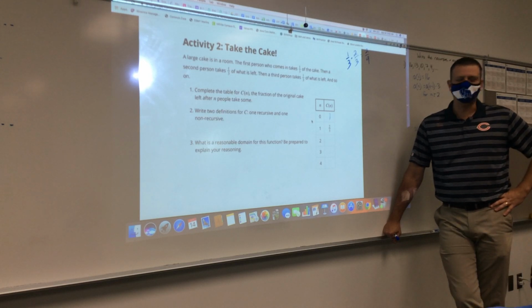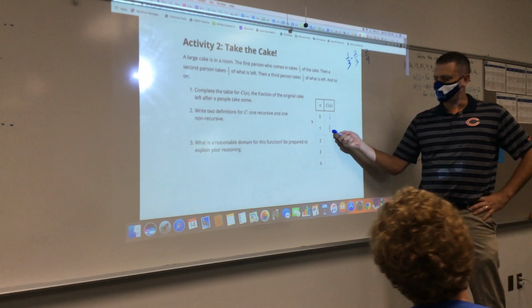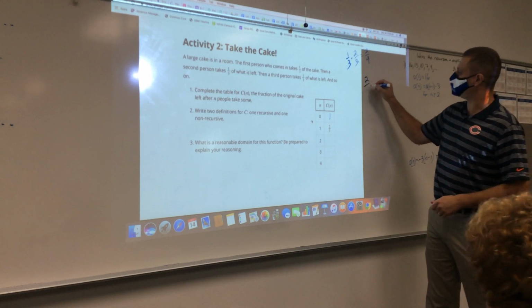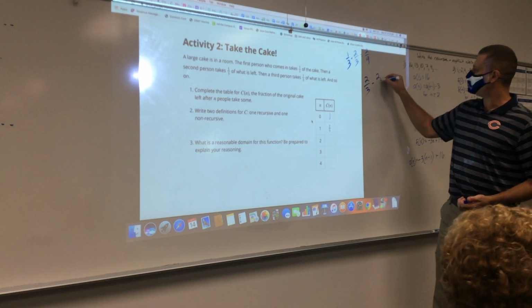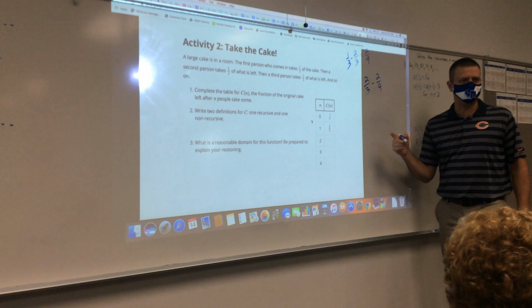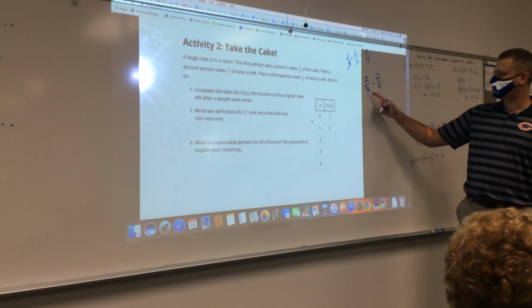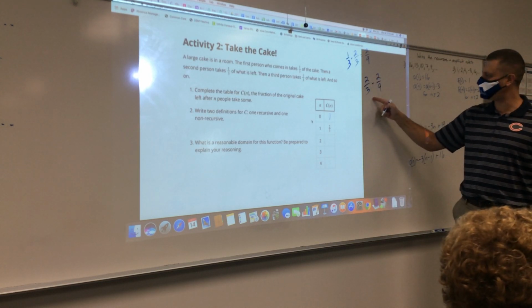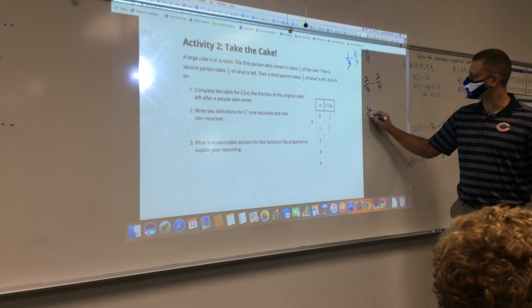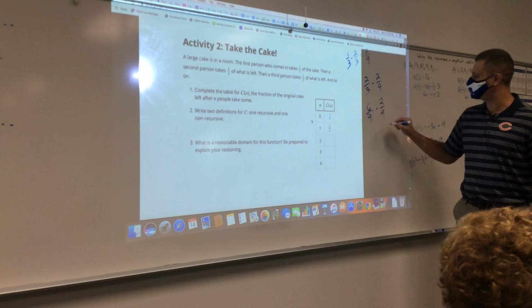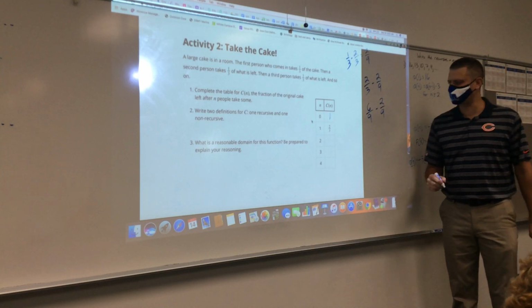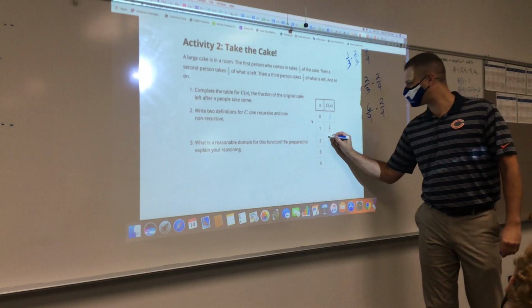All right? So if they took two ninths and there was two thirds left, so there was two thirds. Somebody took two ninths, so two thirds minus two ninths. Multiply this by 3, right? So that becomes 6 over 9 minus 2 over 9. How much cake is left? 4 ninths. 4 ninths.